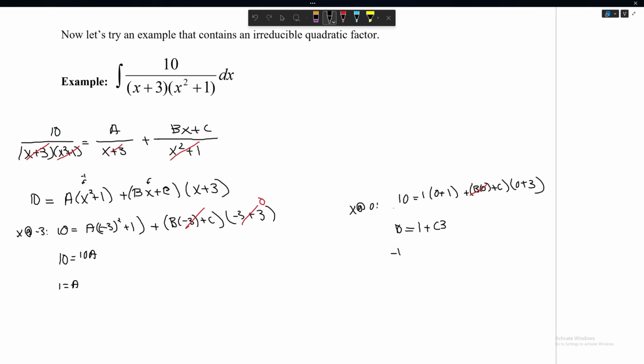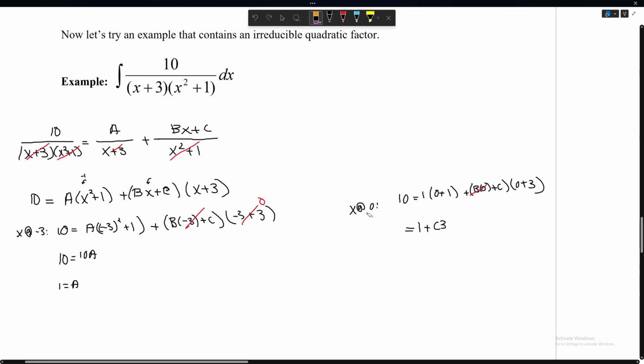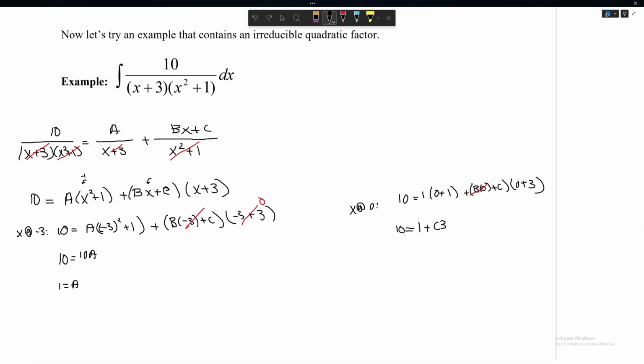Well, oh, sorry, this is 10. Let me make this look nice so you guys don't confuse it. There you go. Taking my 1 to the other side, I'll get 9 equals 3c. Divide it, I'll get 3 equals c. All right, and I see now that I found my c. What I can do is just plug it into the equation and find my b.